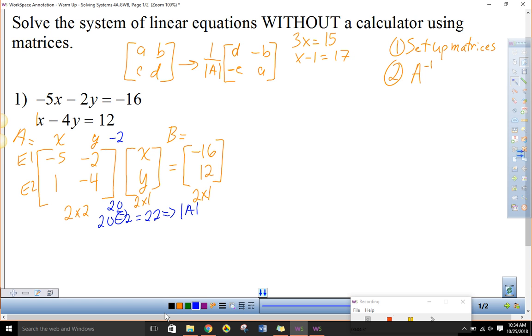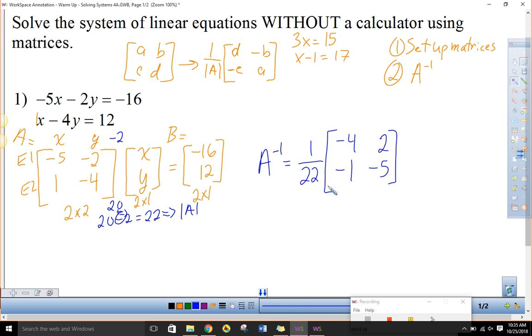The more you label things, the more I think you're going to get used to the little notation. Okay? So I need to calculate my A inverse, which is going to be 1 over 22 times, and what's my new version of my matrix? Negative 4, positive 2, negative 1, and negative 5. And I heard somebody already saying it. If you want to jump in and go right into it, you absolutely can. You don't have to show this step.